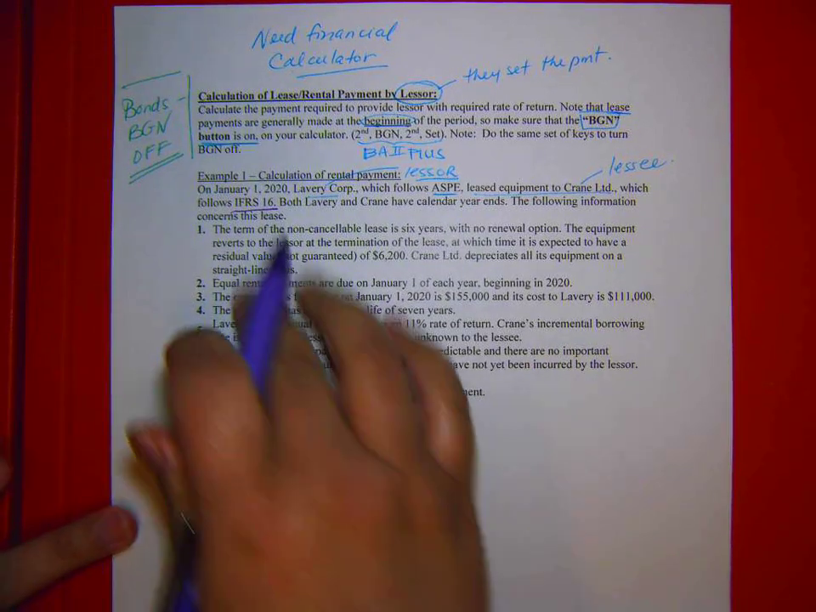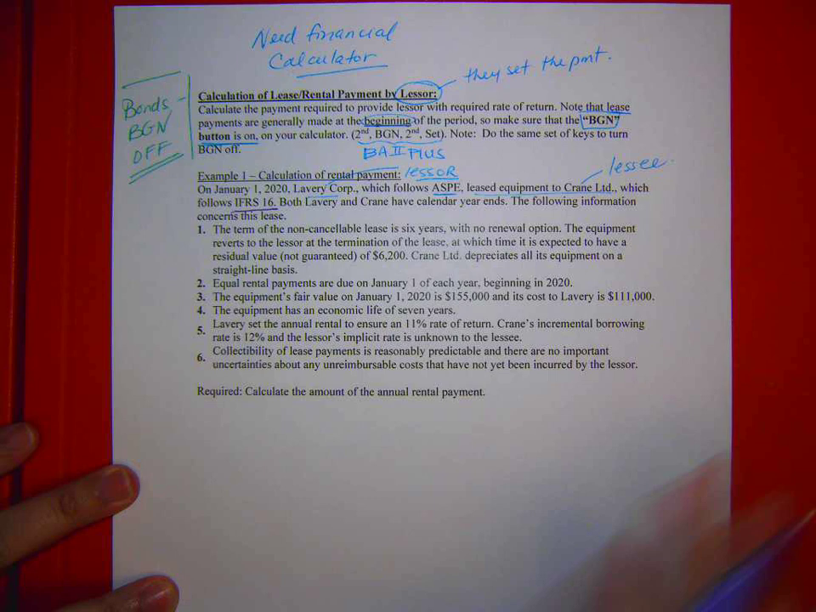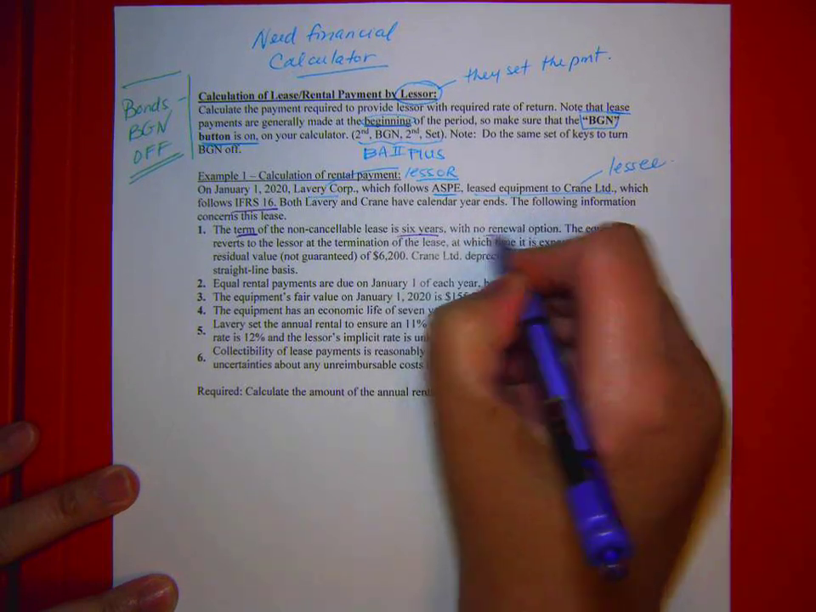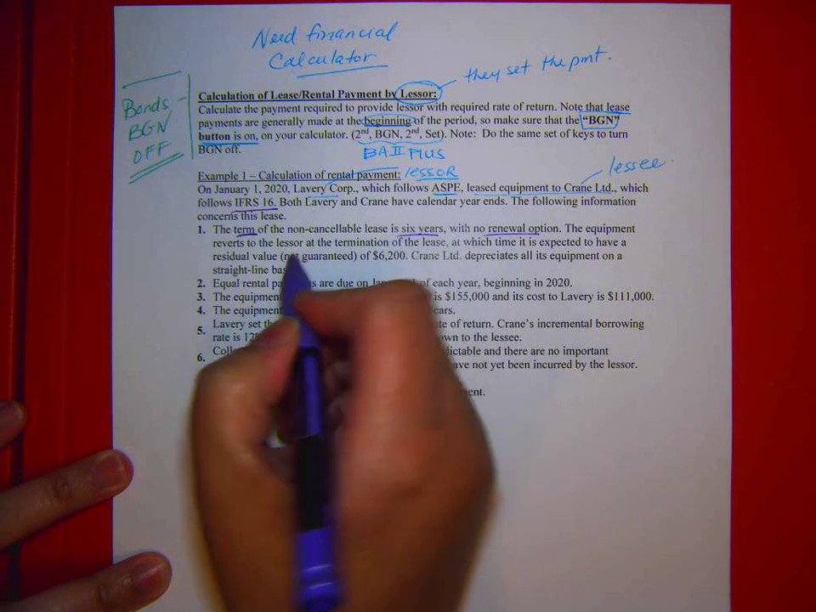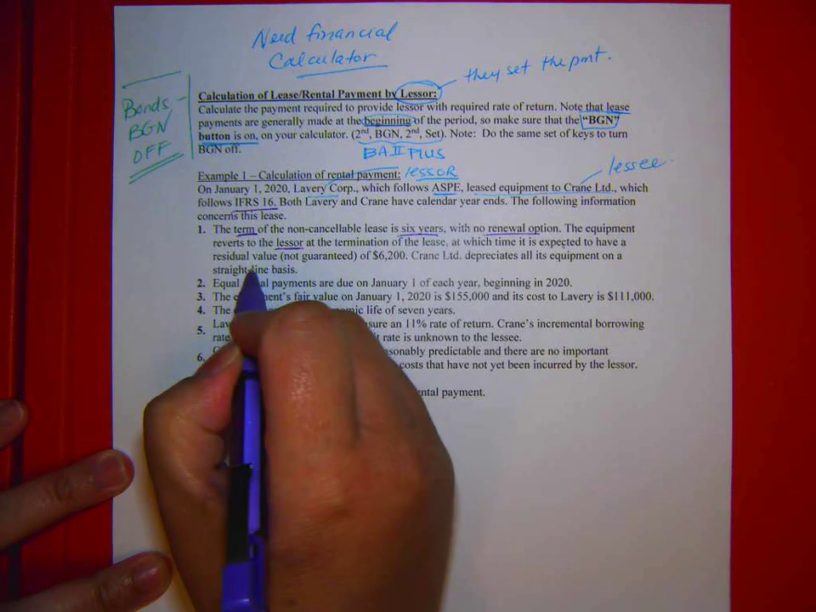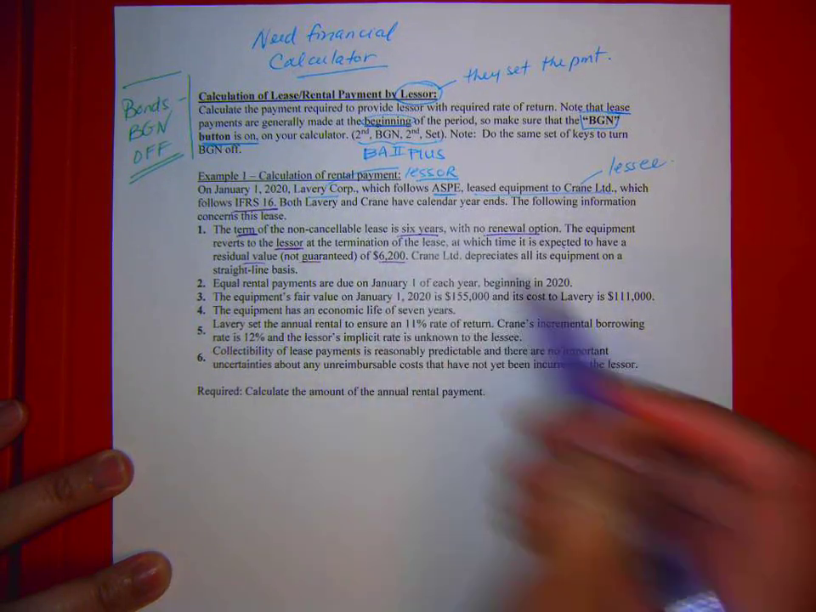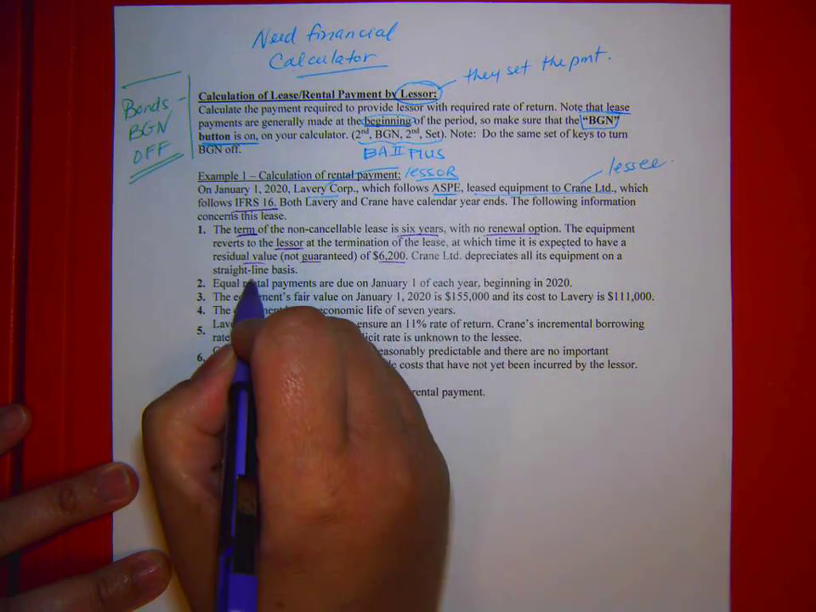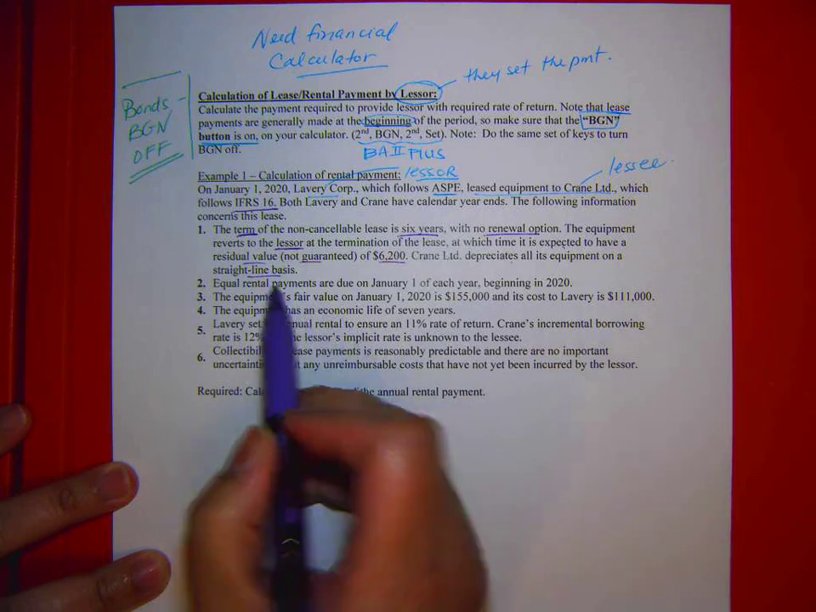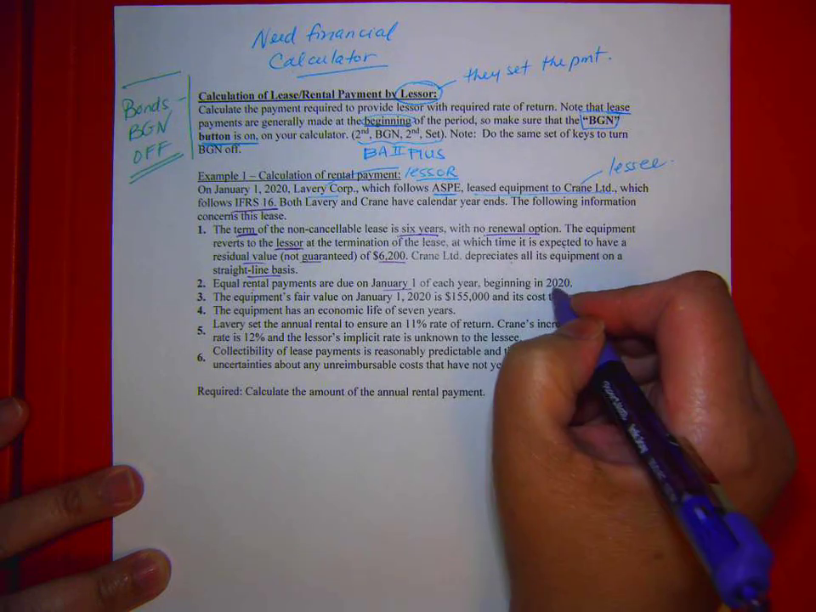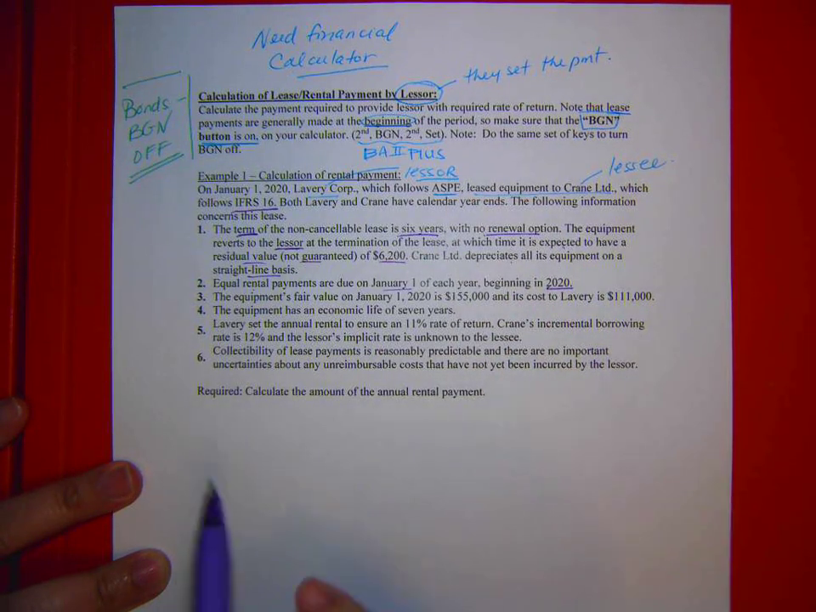So this is the kind of information you're going to get in every single lease question. It's going to tell you, and they're in no particular order, the term is 6 years, no renewal. The equipment reverts to the lessor at the termination of the lease. It's expected to have a residual value guaranteed of $6,200. Crane depreciates all its equipment on a straight line basis. Equal rental payments are due on January 1st of each year, just to make it a little bit easier, beginning in 2020. And then go for 6 years.